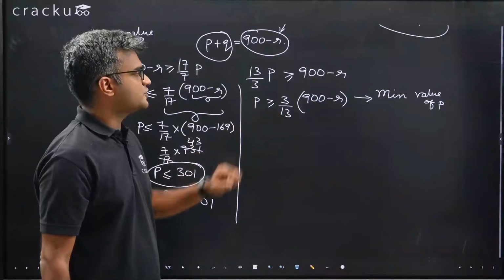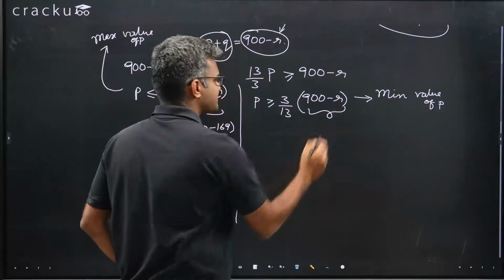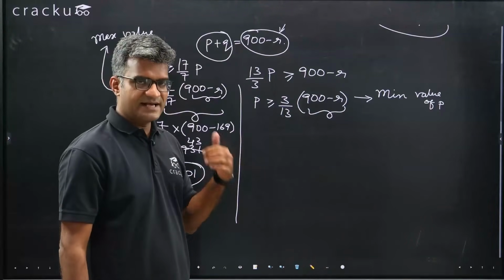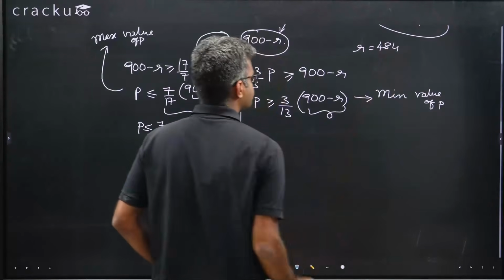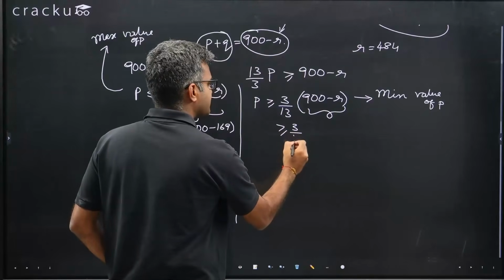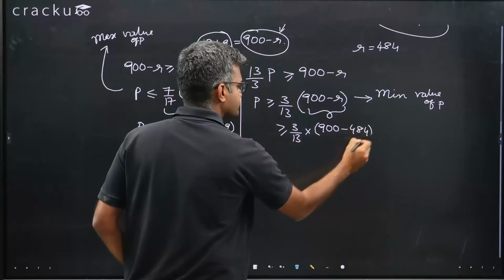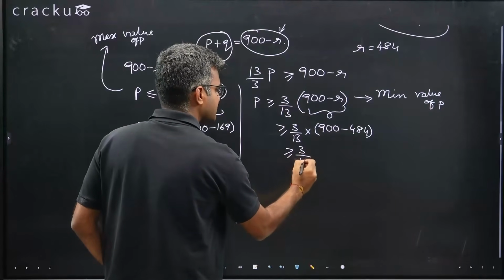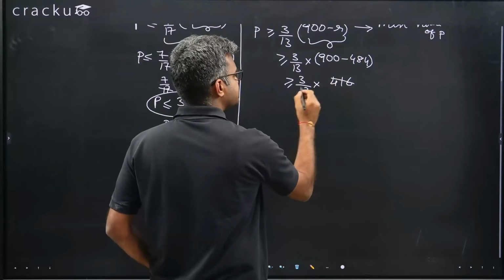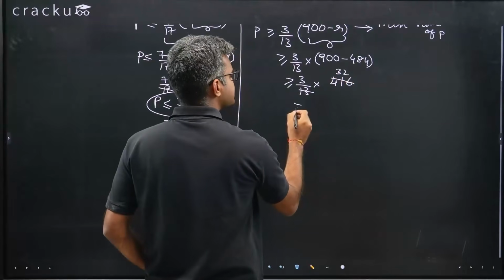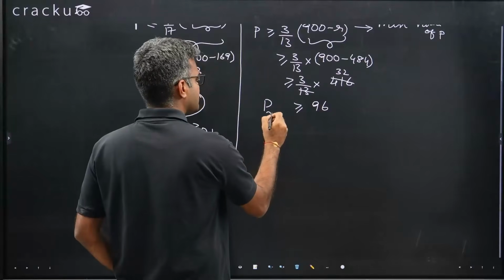Here p is greater than or equal to 3 by 13 into 900 minus r. If I am trying to find the minimum value of it, I would want this to be as low as possible. So I would want r to be as high as possible. The maximum value r can take is 484, which is 22 square. So p is greater than or equal to 3 by 13 into 900 minus 484. This is 3 by 13 into 416. 416 divided by 13 is 32. So p is greater than or equal to 3 into 32, which is 96. This is the minimum value of p.